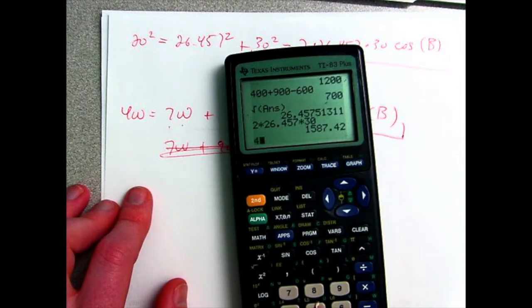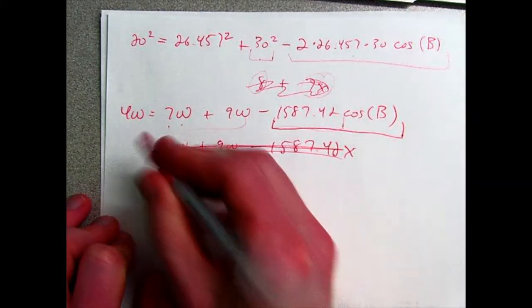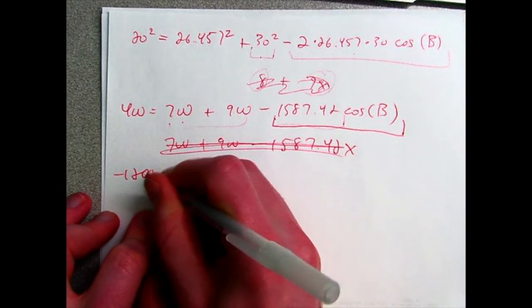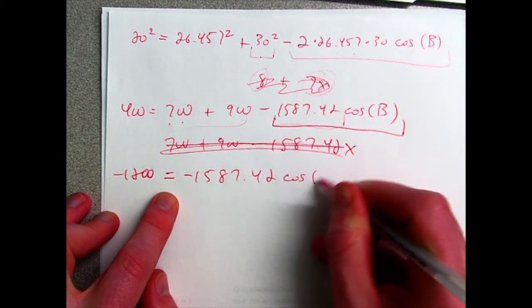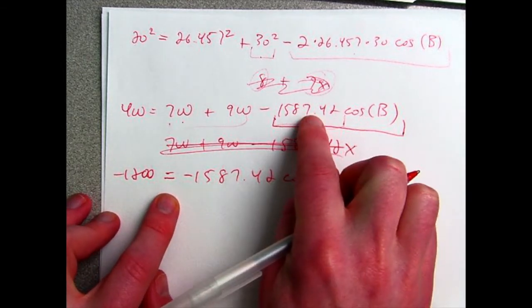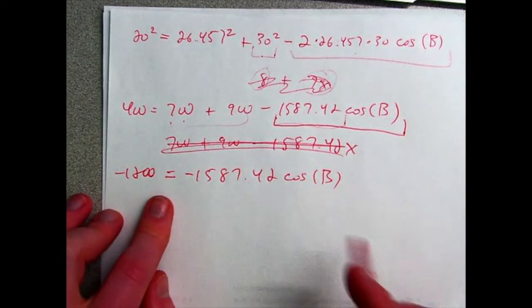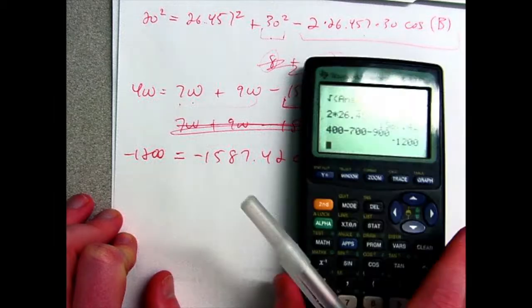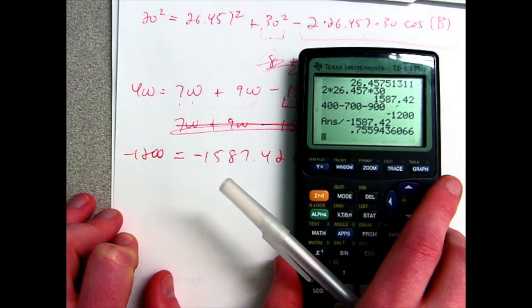Okay, so 400, take away the 700, take away the 900, it's negative 1200. So I have negative 1200 is equal to the negative 1587.42 cosine b. Notice, by the way, the minus sign is attached to this term. When you eliminate these two terms, that minus sign stays, right? Okay, and then to get the cosine b by itself, you divide both sides by the negative 1587, right? So I'll take that negative 1200 and divide by negative 1587.42. Okay, so I got 0.7559.